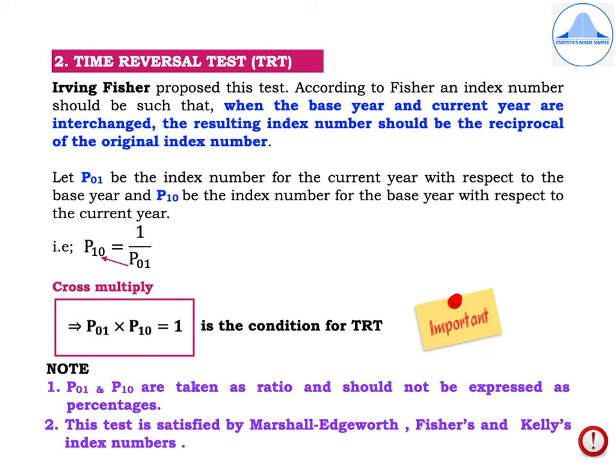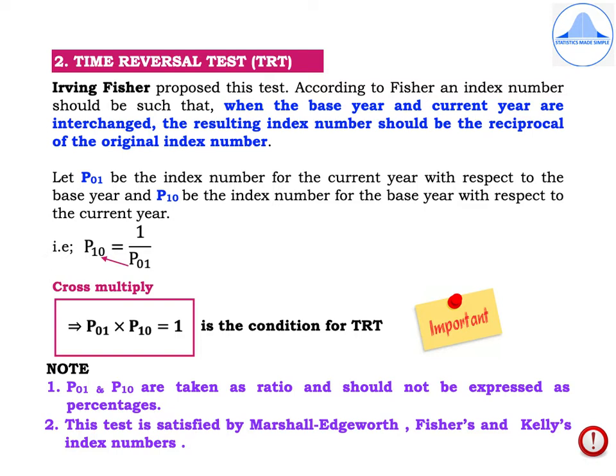So let's understand what this statement means. Let P01 be the index number for the current year with respect to the base year. Now we'll interchange 0 by 1 and 1 by 0, and so we get P10, and this is the index number for the base year with respect to the current year. So let me repeat, P01 is the index number for the current year with respect to the base year. And now let's interchange the base year and the current year, and you'll get P10 to be the index number for the base year with respect to the current year.